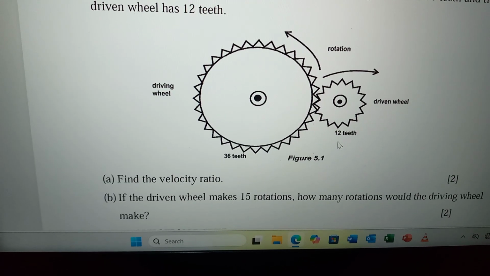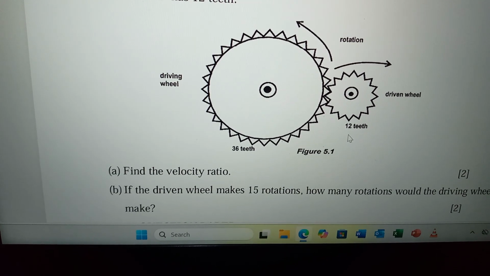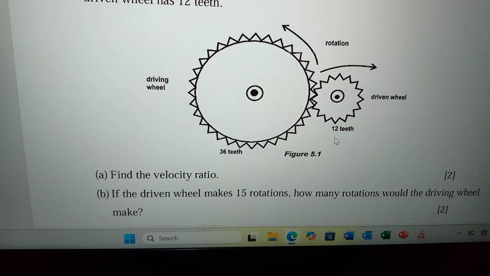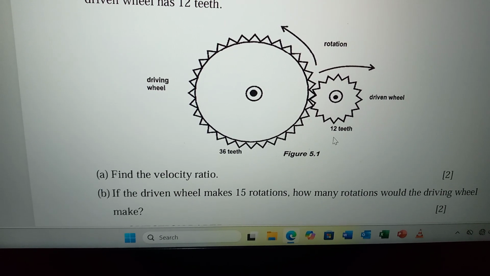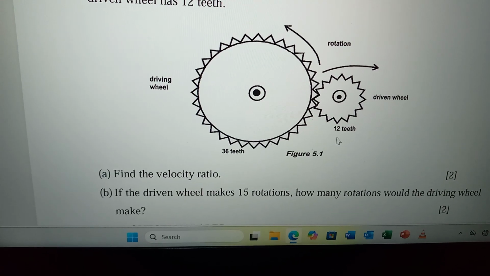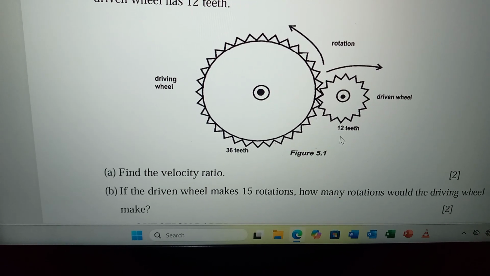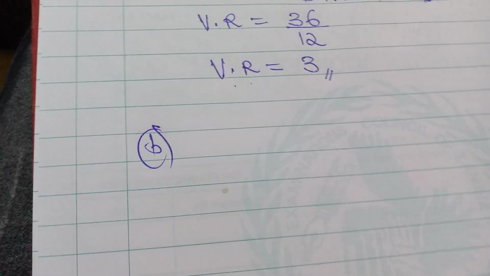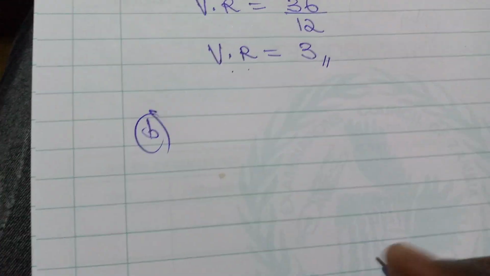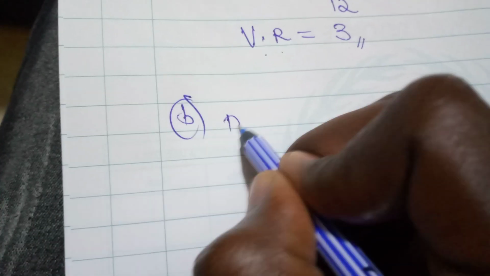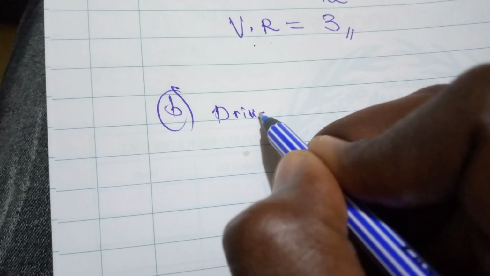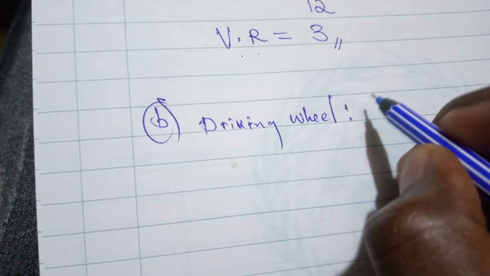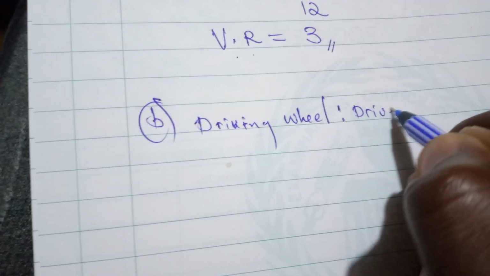The second question, they are saying if the driven wheel makes 15 rotations, how many rotations would the driving wheel make? Also the second question is very simple, it's just the understanding. What you are going to do is just the issue of doing ratio. So we are having driving wheel, which should be compared to driven wheel.